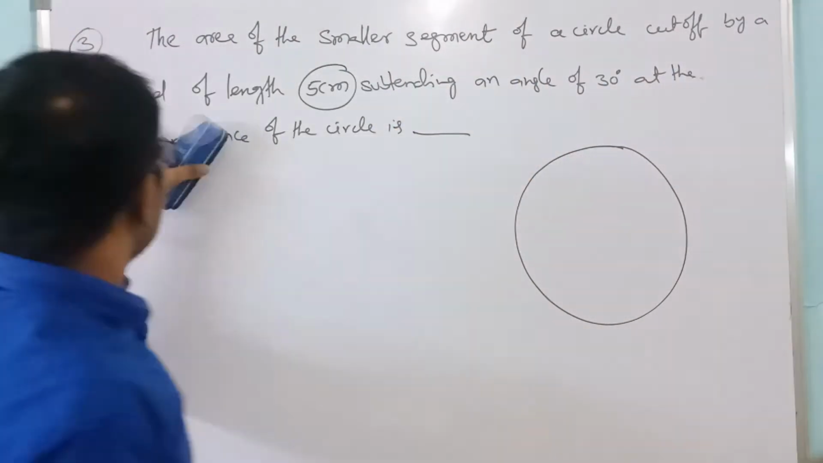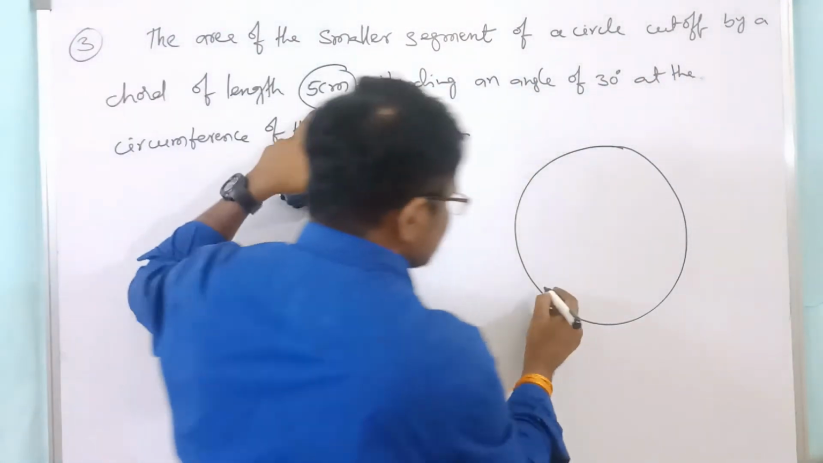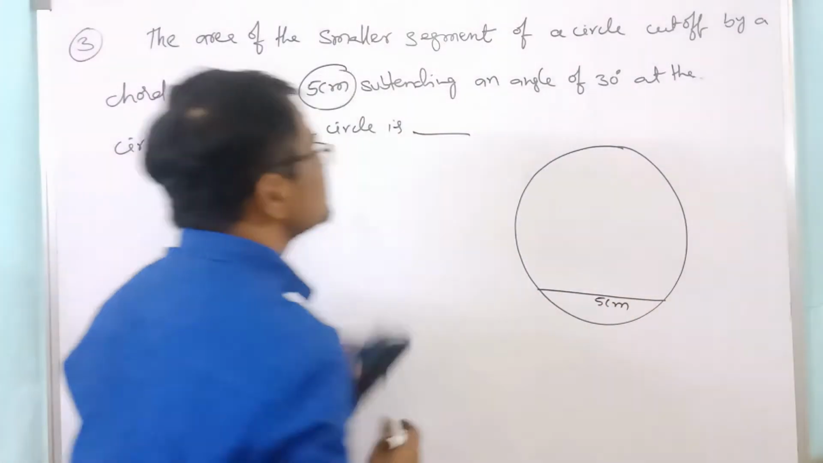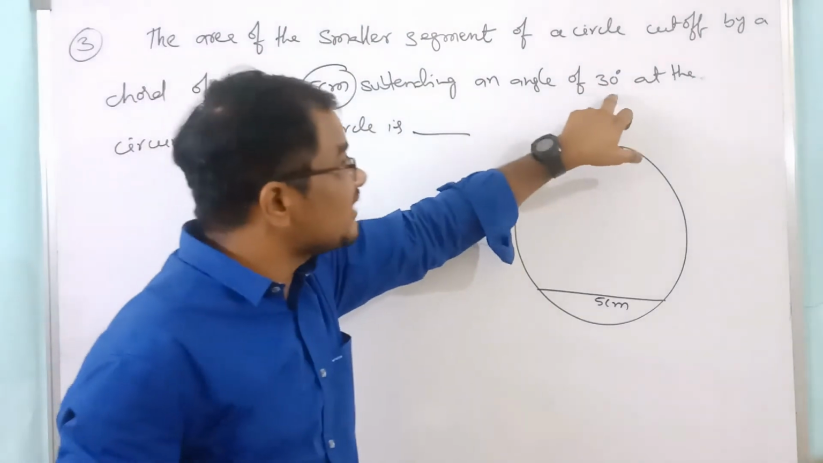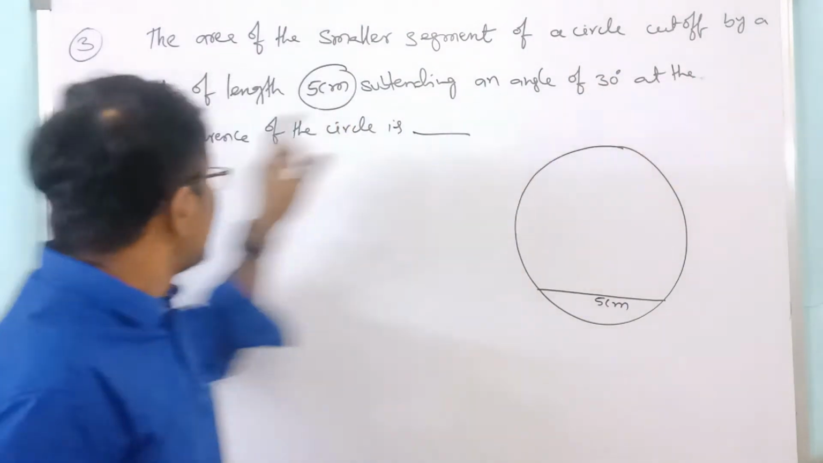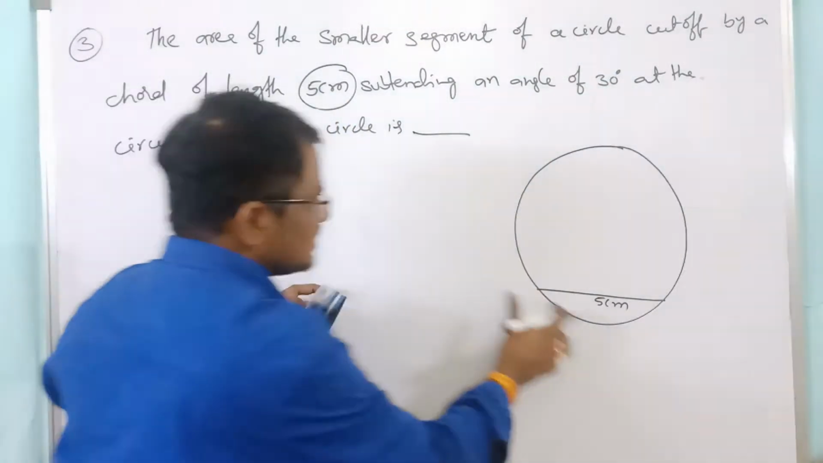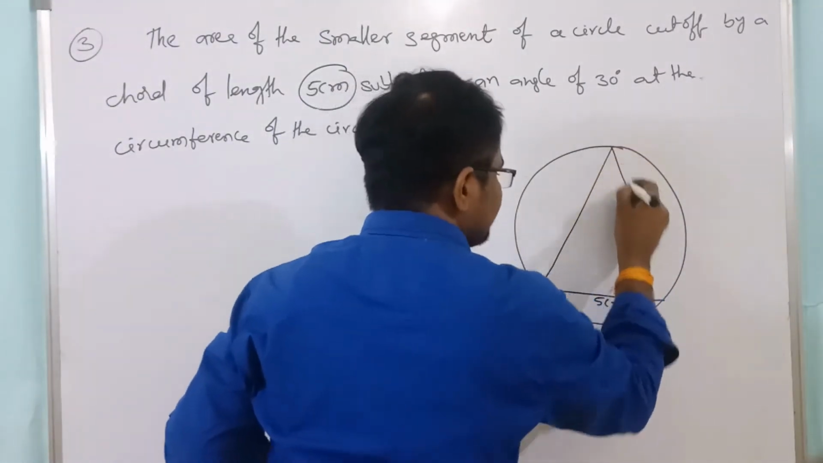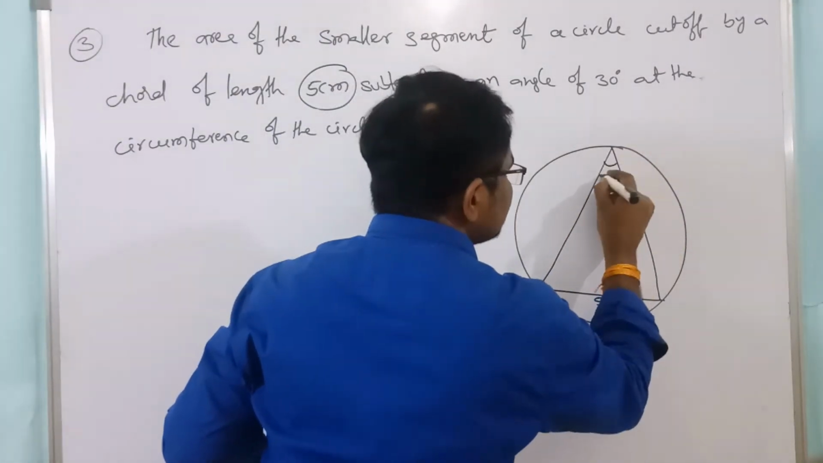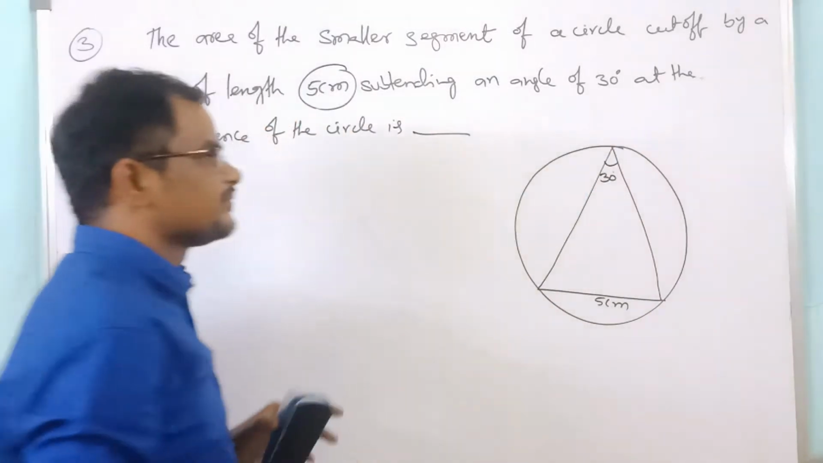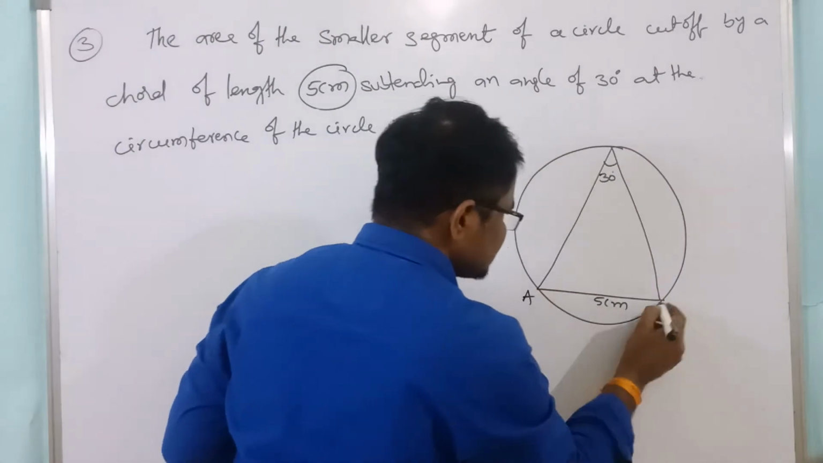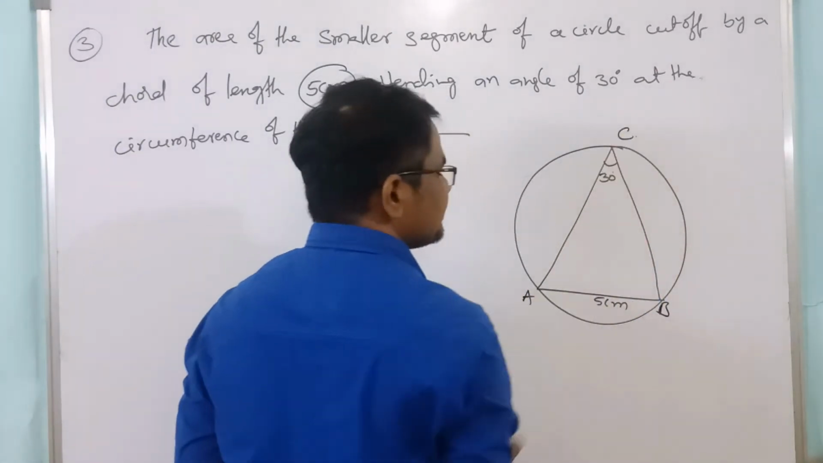So a chord of length 5 centimeters, I will take this as a chord of length 5 centimeters, subtending an angle of 30 degrees at the circumference of the circle, anywhere like this I will take, right? So here this is 30 degrees, and we know that this has A, this has B, this has C.